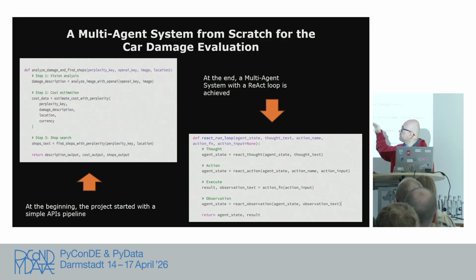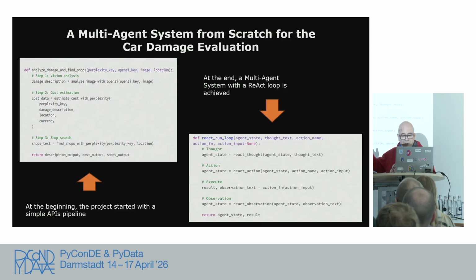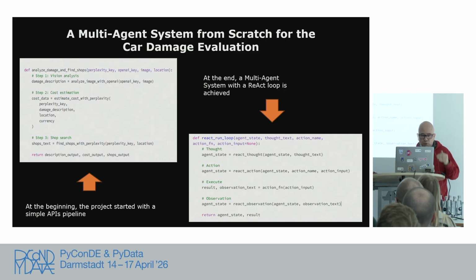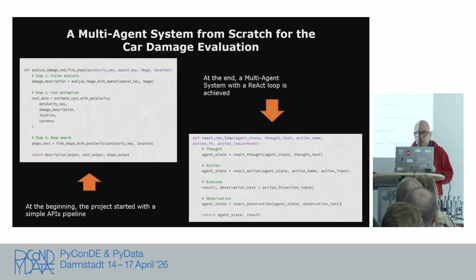Before starting with the demo, just an introduction. I started months ago with a simple pipeline based on functions, calling the APIs of OpenAI and Perplexity for three types of agent: the Vision agent, the cost agent, and the shop finder agent. But it was simple, so it didn't adapt to the context. So I thought about something much more debuggable, much more auditable, and I thought about using an agent system.